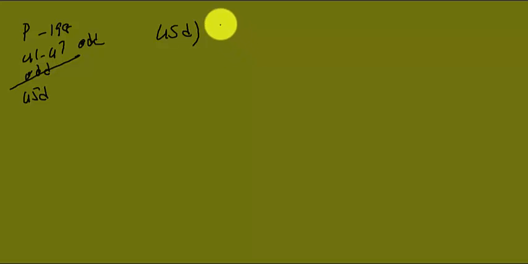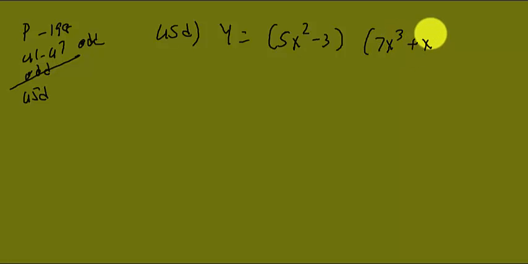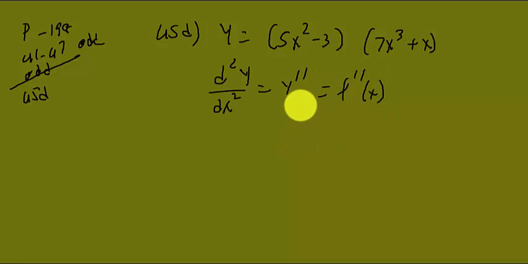Okay, 45D, you have y is equal to 5x squared minus 3, times 7x to the third plus x. And they want me to find d squared y over dx squared. This really means they want me to find the second derivative, or f double prime of x. Now, if I take the derivative of this as is, I use a product rule, it's going to make my derivative long. And I have to take a second derivative, it's going to make it even longer. So sometimes it's easier to just do algebra first and then take a derivative. In this situation, when you're taking a second, third, or fourth derivative, you're better off doing some algebra first.